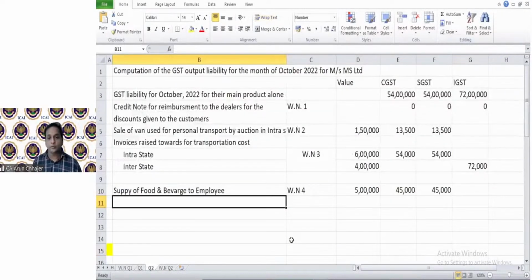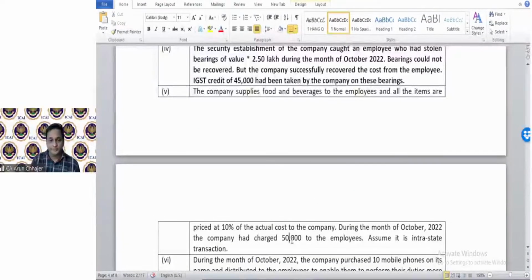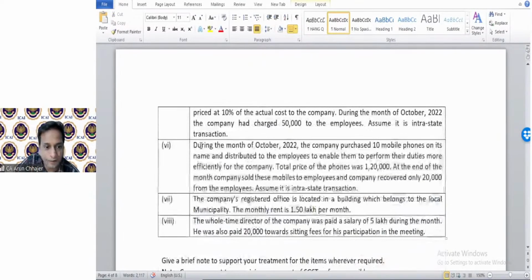Now let's move to the next point. It says that during the month of October, the company purchased 10 mobiles. So now please note, they have purchased in the month of October. So we will consider ITC as well as tax liability also. Correct. So the 10 mobile has been sold to employees, intrastate transactions. So almost same.